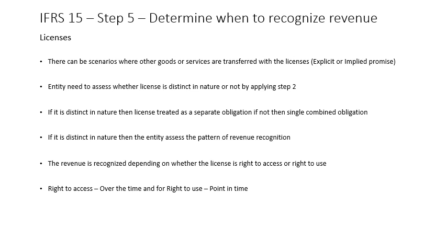Once the entity has determined whether the license is distinct or not, the next step is to determine the nature of the distinct license. In this step, the entity needs to determine whether the revenue recognition happens at a point in time or over time. Now, if the nature of the license is right to access, then the revenue is recognized over time, and if it is right to use, then the revenue is recognized at a point in time.